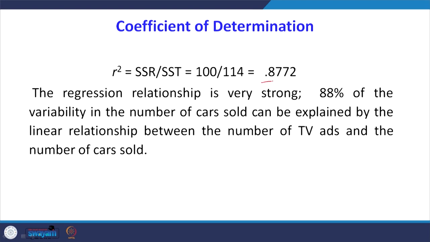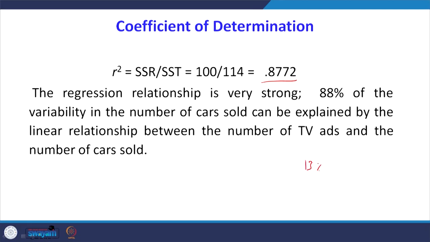Now, what is the meaning of this R square? As we know it is 0 to 1, and here the regression relationship is very strong. The meaning is that 88% of the variability in the number of cars sold can be explained by the linear relation between the number of TV ads and the number of cars sold. That is, 87.7, about 88% of the variability of y can be explained with the help of this independent variable. There is a remaining 13% that we are not able to explain.